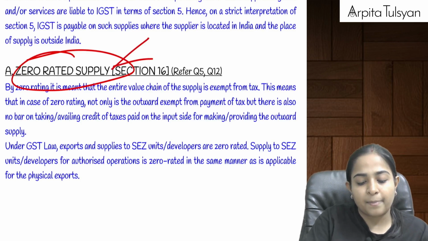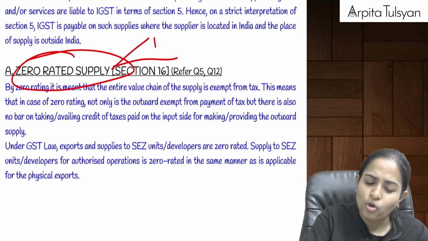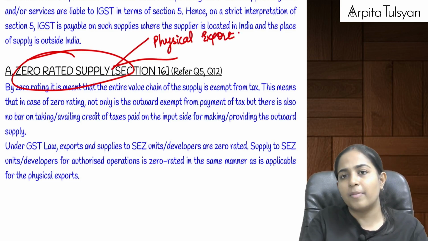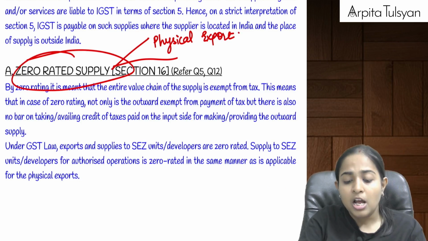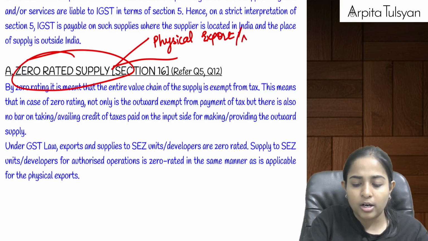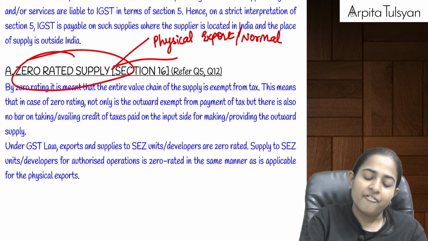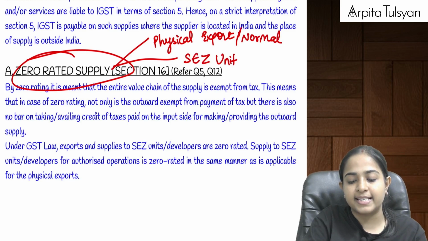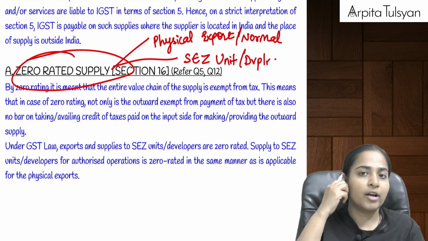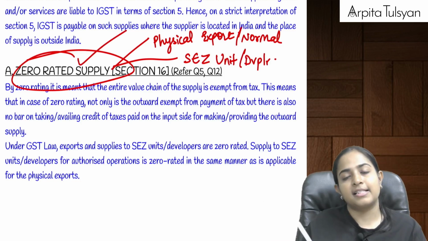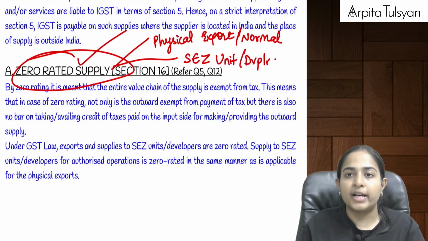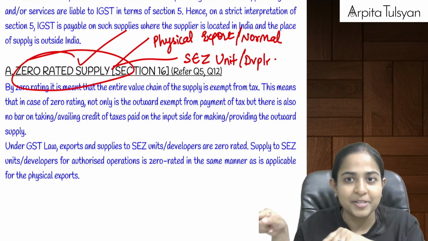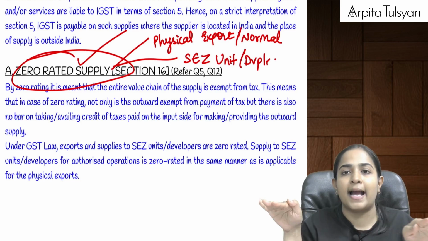Okay, in zero rated supply, two types of supply are included. One is normal physical exports, that is sending the goods outside India, etc. And the next one is whenever any goods have been sold to an SEZ unit. DTA selling goods to an SEZ unit or SEZ developer, because they are going to further export it. So these supplies are called zero rated supply. Zero rated supply means it is totally exempted from tax. It is not an exempt supply, it is a zero rated supply, but no tax in the entire chain.